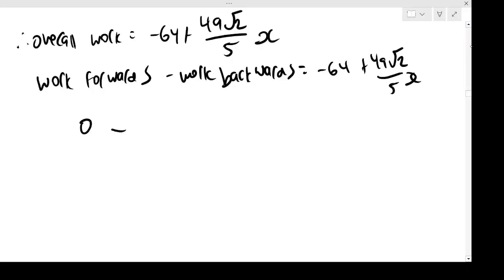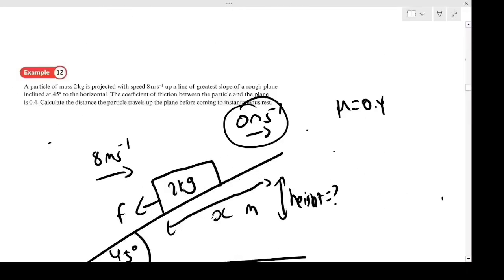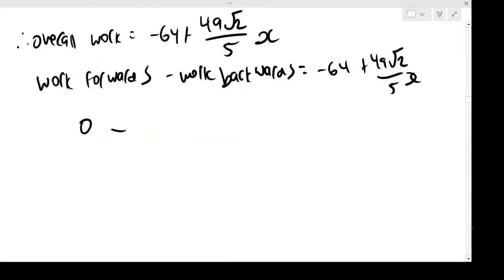But the work backwards, well, it's the force F, right? So it's going to be F, so force times distance. So that's going to be force F, and the distance is x, right? That's what we want to work out, the distance. So it's going to be Fx, and that's going to equal minus 64 and 49 root 2 over 5x. Okay, so it's looking quite ugly, but if I want to work out x, I need to find F.